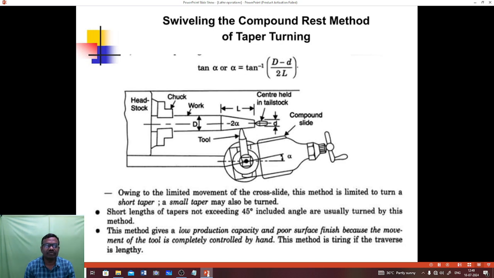Owing to the limited movement of the cross slide, this method is limited to turning short tapers. A small taper may also be turned. Short lengths of tapers not exceeding 45 degrees included angle are usually turned by this method. This method gives a low production capacity and poor surface finish because the movement of the tool is completely controlled by hand. This method is tiring if the traverse length is lengthy.